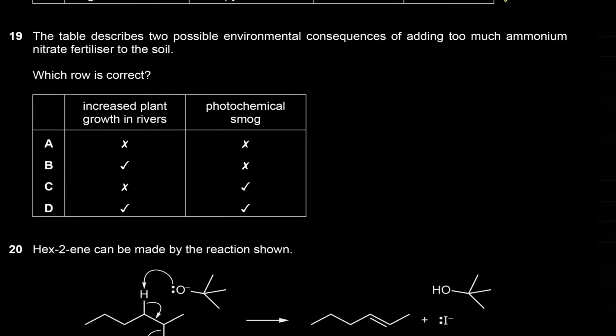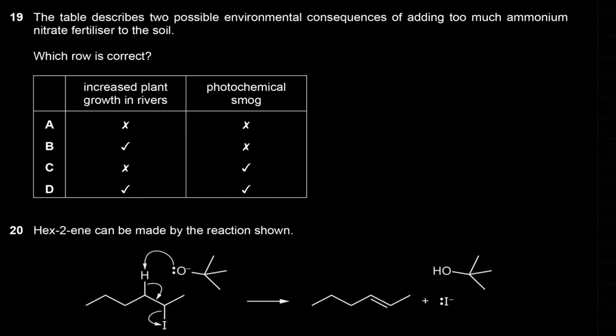The table describes 2 possible environmental consequences of adding too much ammonium nitrate fertilizer to the soil. Which row is correct? This is no longer part of your syllabus as far as fertilizers are concerned, but we know that when nitrates wash into the water, we have algae growth. So there is increased plant growth in rivers, in bodies of water.